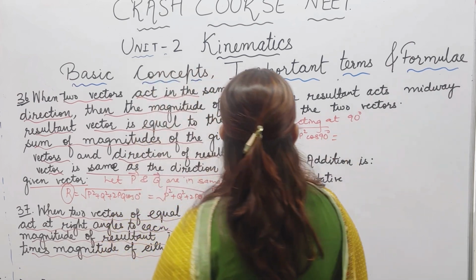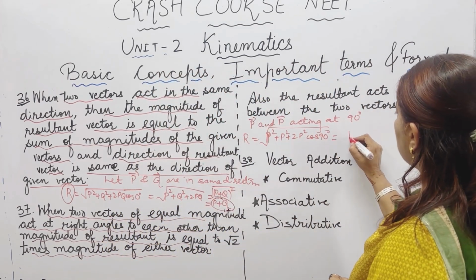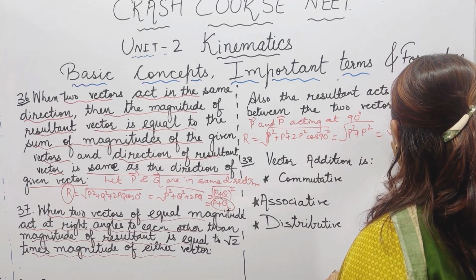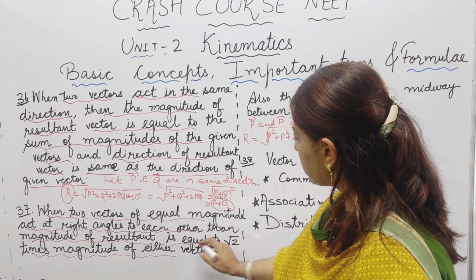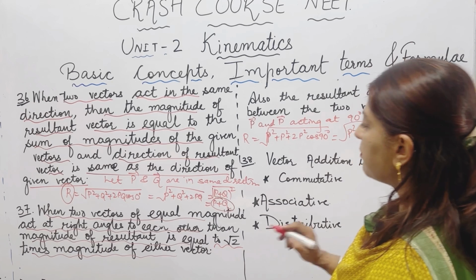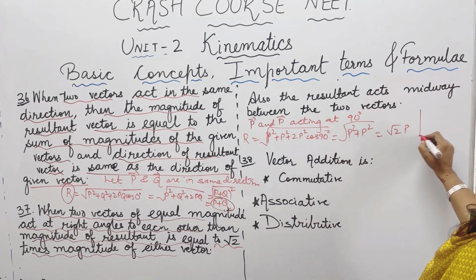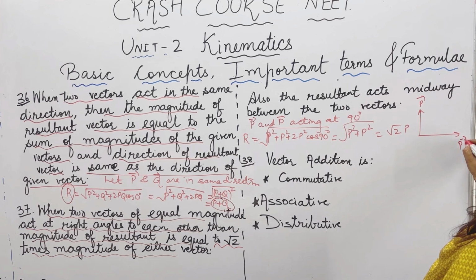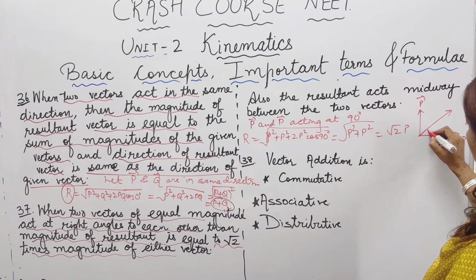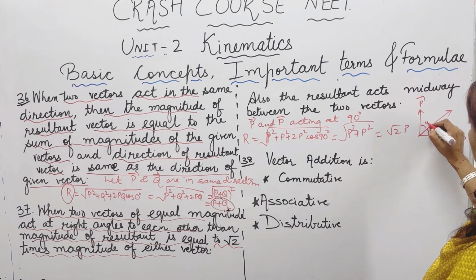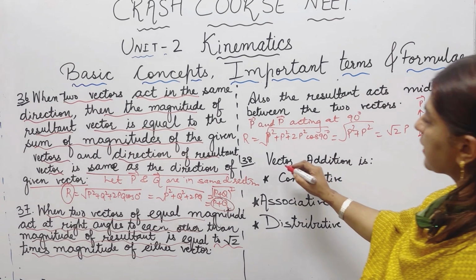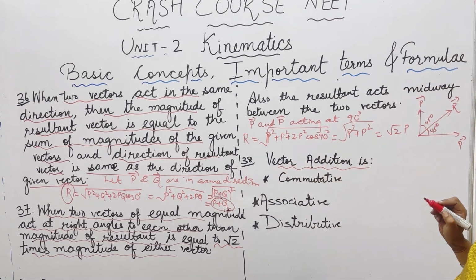So this thing comes out to be equal to the square root of p square plus p square, or root 2 p. This is what has been mentioned. It is root 2 times the magnitude of either vector, and the resultant vector for this will be at 45 degrees, that is the midway.